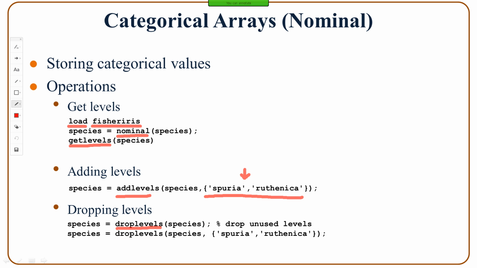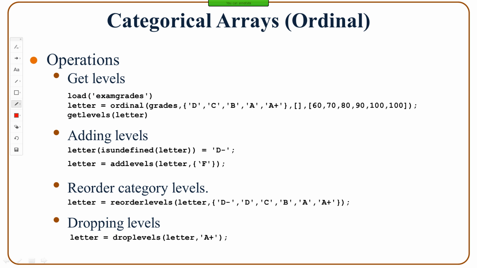The second type of categorical arrays is ordinal. So ordinal means the values have orders. It's like we talked about grades. So A plus is greater than A, and greater than B plus, and greater than B, etc. In the example, we load a built-in dataset, exam grades.